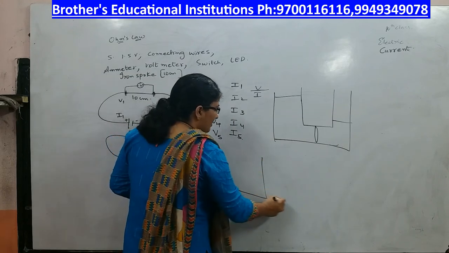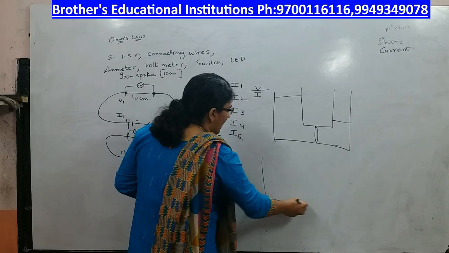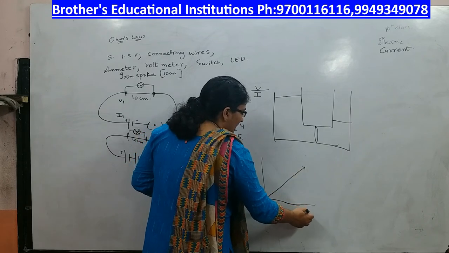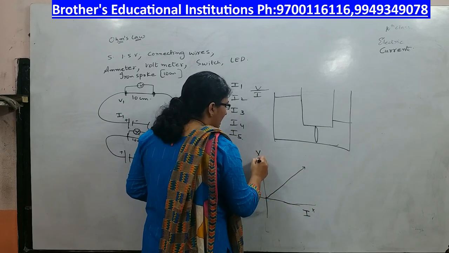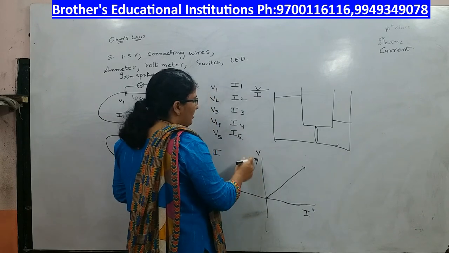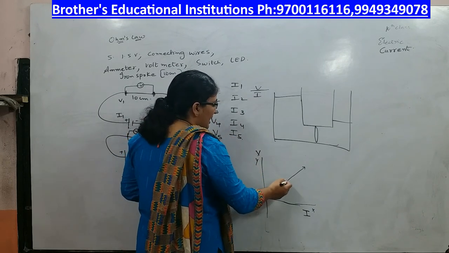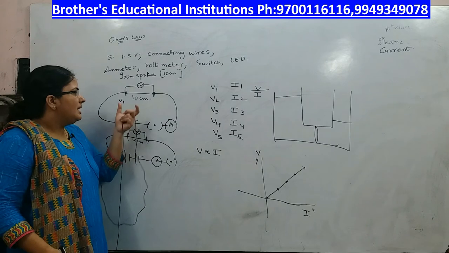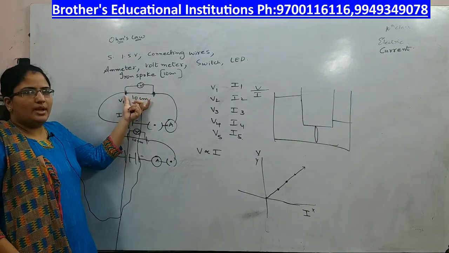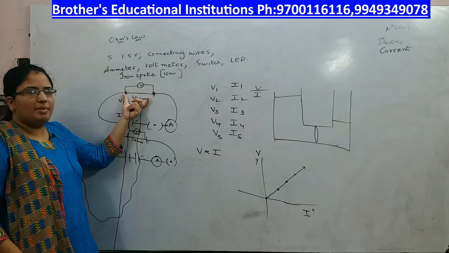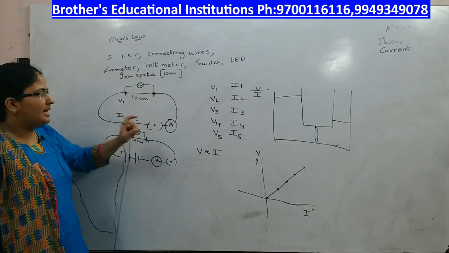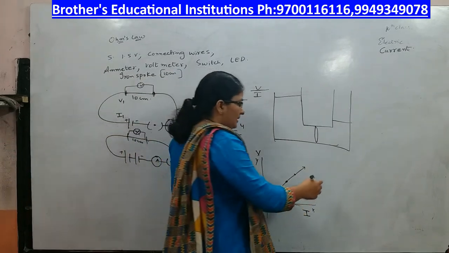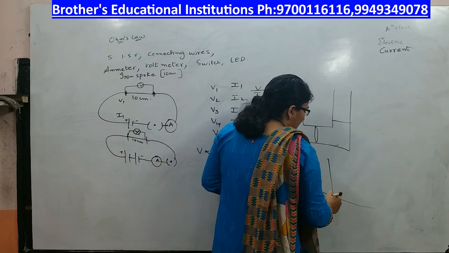If you plot this on a graph, you will observe that the graph will give you a straight line. You can take I on the x axis, V on the y axis. If you plot the graph between V and I values, the graph is a straight line. Similarly, instead of iron spoke, you keep an LED in the gap. You will observe that as the V value changes, I value also changes, but it won't be linear. It will be a curve.